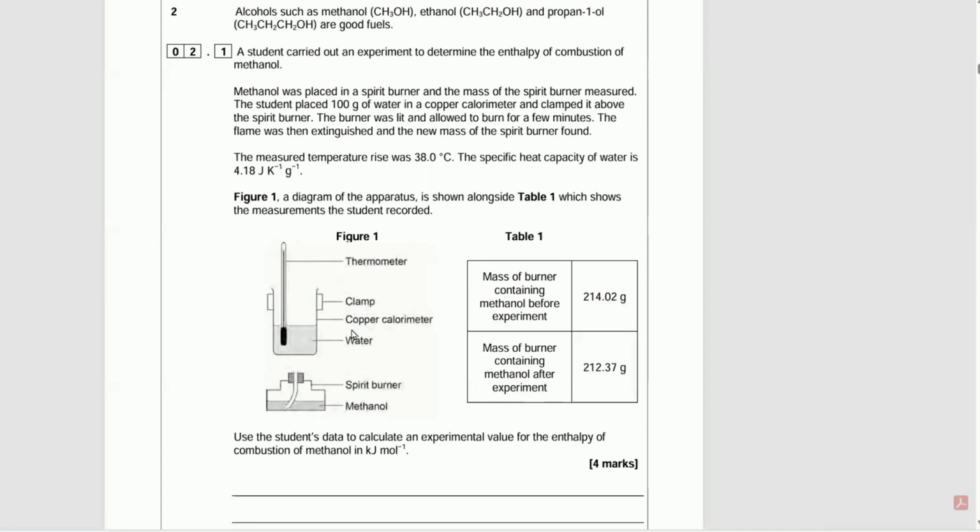And we've been given the apparatus setup. We've got a copper calorimeter, we've got water, we've got a clamp, we've got a thermometer, spirit burner, and some methanol in there with a wick. First thing I would do is grab a scrap bit of paper, grab a pen, grab a calculator, pause the video, have a go at the question, unpause, watch the walkthrough.